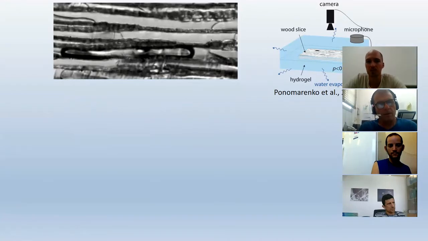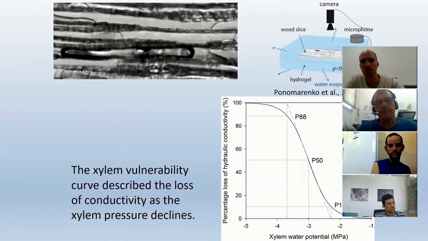Now, the reason we're studying this phenomenon is because as soon as the conduit is full of gas, it no longer conducts water. It breaks the water column and it loses conductivity. And if the plant loses sufficient conductivity, eventually it will die. So many people try to quantify this loss of conductivity. It's what we call the xylem vulnerability curve.